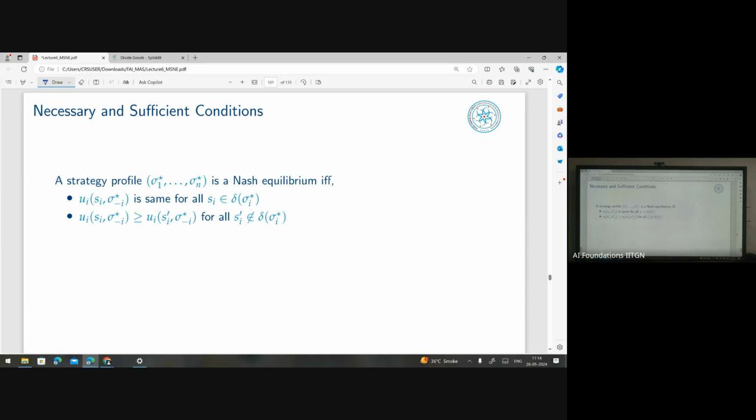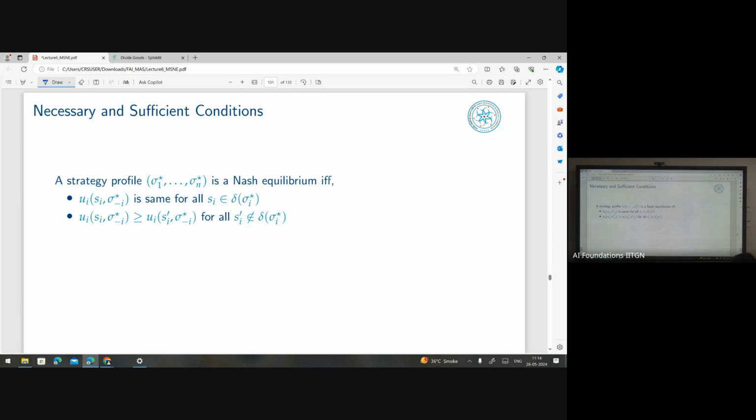So whenever I give you a game, I give you a strategy profile, and I ask you to verify whether it's a Nash equilibrium or not, you have to just plug in these two conditions and check. And if it works, then it's an MSNE, otherwise it's not.